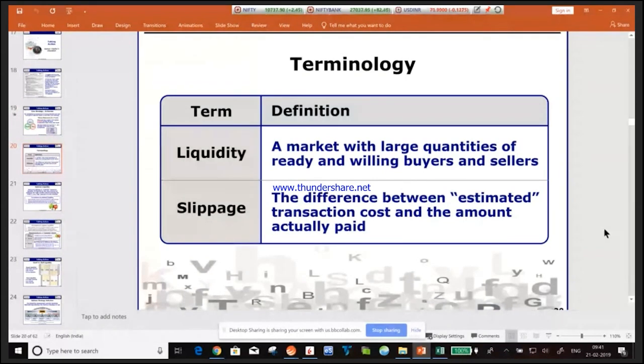Now let's get into some more terminologies. Liquidity. What is liquidity? It's nothing but a market with large quantities of ready and willing buyers and sellers. So what is the advantage of having more liquidity?